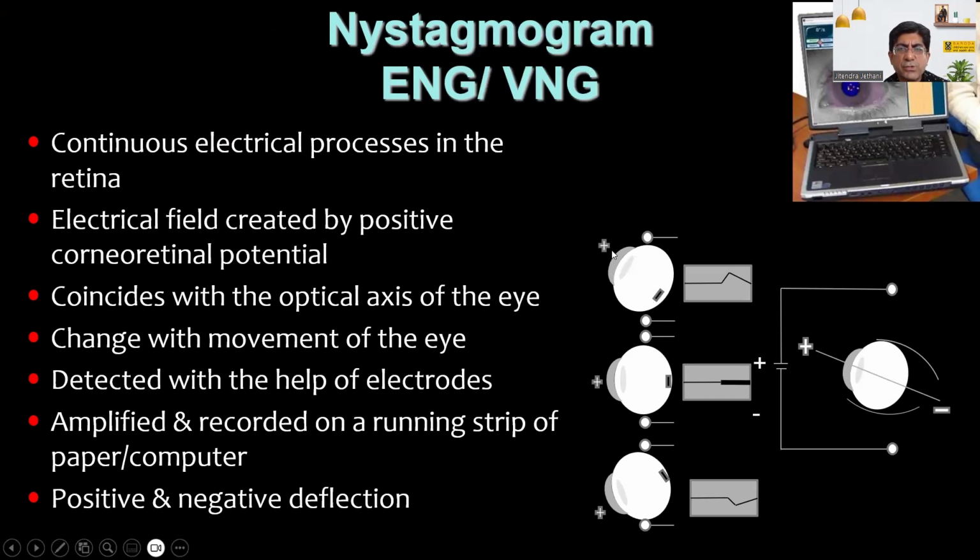So whenever the patient tries to look on the side of this particular electrode, there will be a positive waveform. This is the neutral waveform. And whenever the patient looks on this side, there will be a negative waveform. So what we are trying to see is the ocular corneoretinal potential, and we are trying to measure it with the help of movements of the eye. Whenever the patient looks on the right side or the left side, there's a difference in the corneoretinal potential, and that is what we are tapping with the help of electrodes.